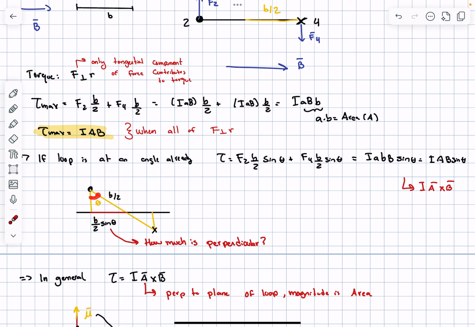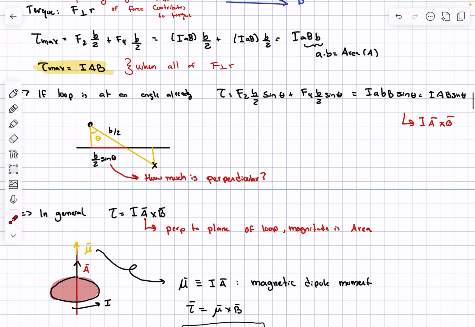What we see is if we define theta to be this, this is b over 2, and this is b over 2 sine theta. So then the torque is equal to F2 times b over 2 sine theta, plus F4 times b over 2 sine theta. Similar thing, we rewrite it a little bit and we get a, B, b sine theta, where a times b is the area again. So we get this, IAB sine theta. This is the same thing as this here, because remember, A cross B is AB sine theta.